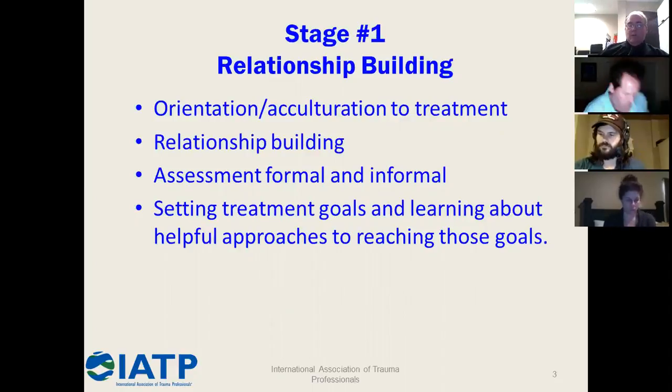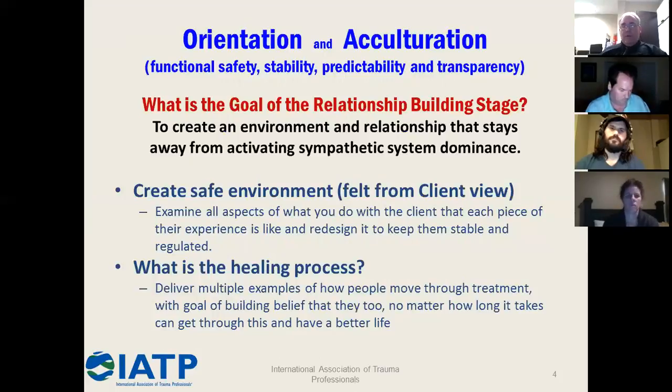It's not just being a really nice person and being non-judgmental and non-threatening, but it is actually a much more active process than that. So I'm going to walk you through these pieces and explain how they would be used and how to best begin the process for understanding how to structure the initiation into treatment. So the orientation and acculturation, which is part of creating safety and stability, predictability, and transparency for your client.